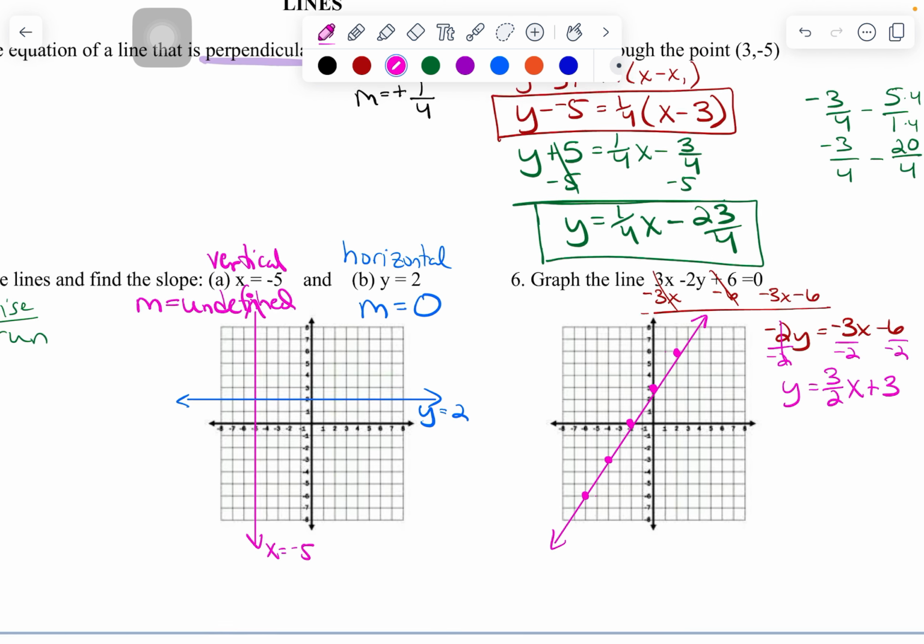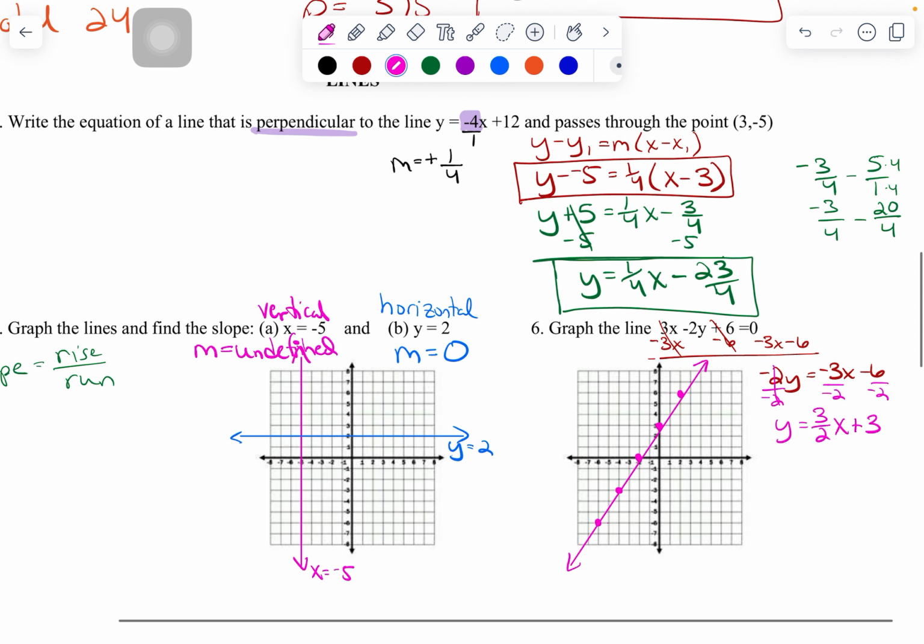All right, so lots of practice on a few different things here for lines, dealing with slope, perpendicular, writing equations, graphing. As always, if you have any questions, please let me know. Otherwise, I will see you in the next one.